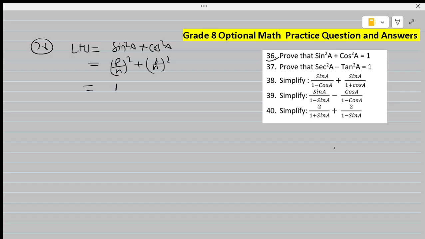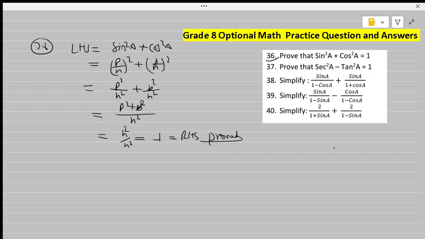And now we expand it: p square by h square plus b square by h square. Here h square is the same, so taking the LCM, we get p square plus b square over h square. And this p square plus b square, we already know, is h square, is it? So it cancels, and that results in 1, equal to RHS, proved. Or we say sin square plus cos square equal to 1 proved.